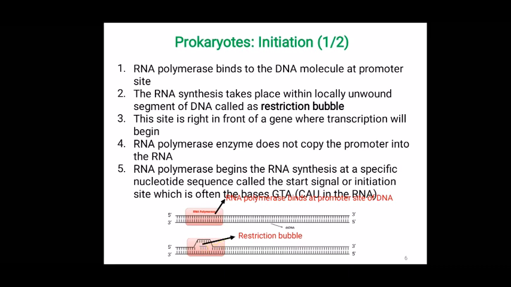This site is right in front of the gene where transcription will begin. The RNA polymerase enzyme does not copy the promoter into the RNA. The RNA polymerase begins the RNA synthesis at the specific nucleotide sequence called the start signal or the initiation site, which often contains the signature sequence of GTA. In case of RNA, it is CAU.